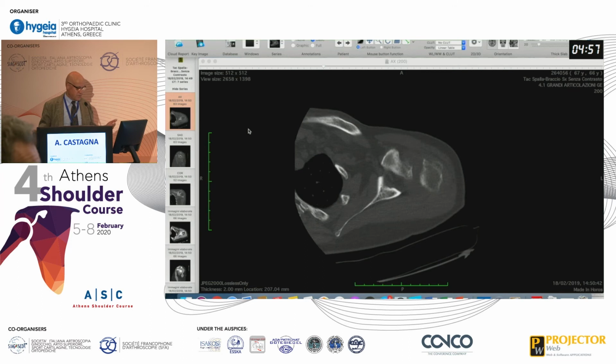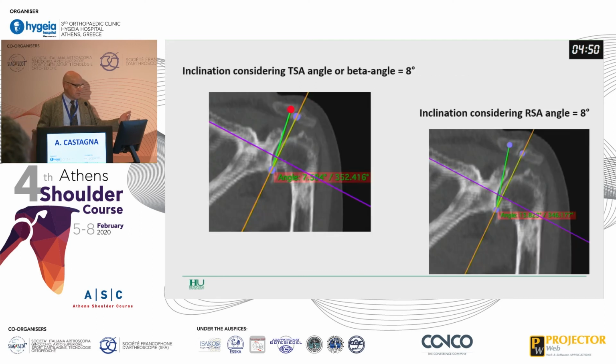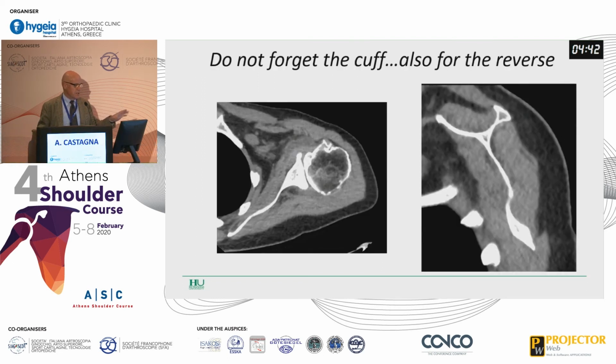Now, when it is finished, they give me the intermediate clinoid retroversion, the TSA angle or beta angle depending, the inclination, all the data. After this process, we also have some information about the cuff, because again, we were mentioning this a lot of times, it is a soft tissue procedure, even for the reverse, because it makes a lot of difference if we have the teres minor and the subscap that we can reconstruct, and I think that everybody agrees with that. So we also consider this.